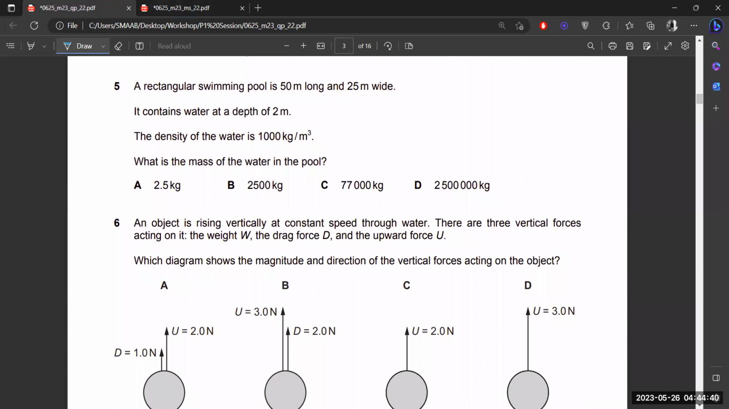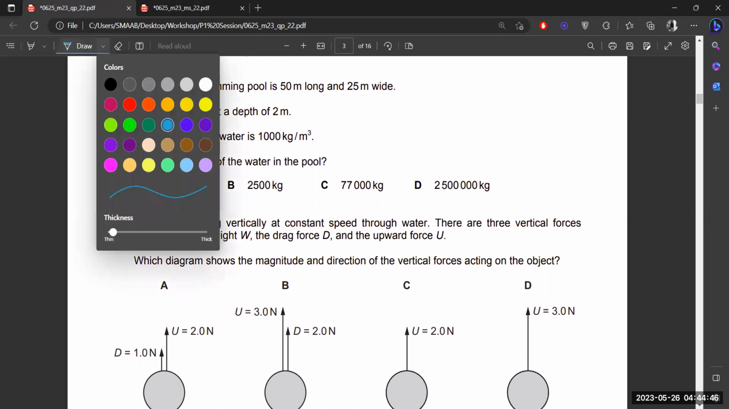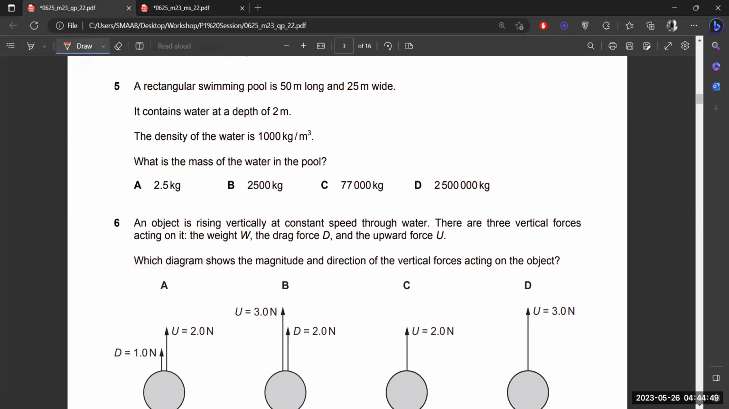Okay, question number 5. A rectangular swimming pool is 50-meter long and 20-meter wide. That helps you to find out the area. It contains the depth. So basically there are three lengths. If we combine these three lengths, we will get a value of volume, simply that.